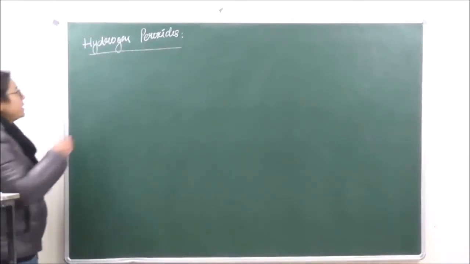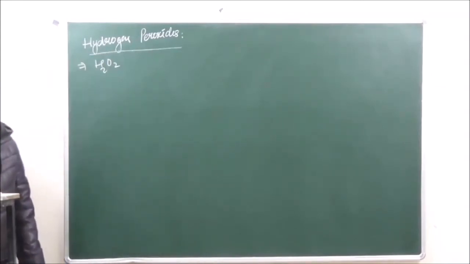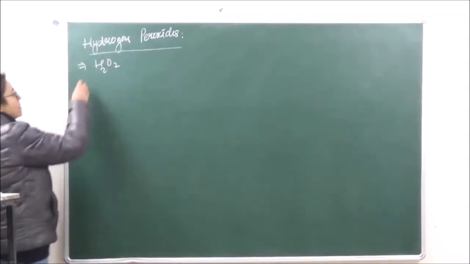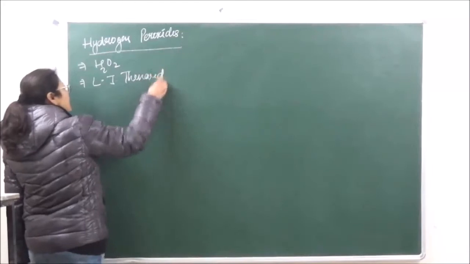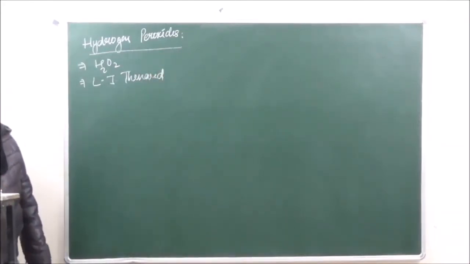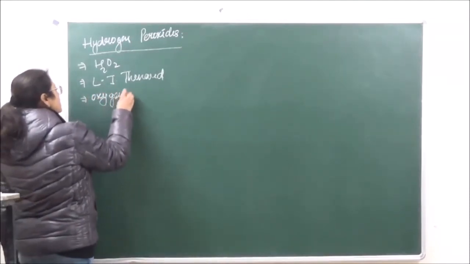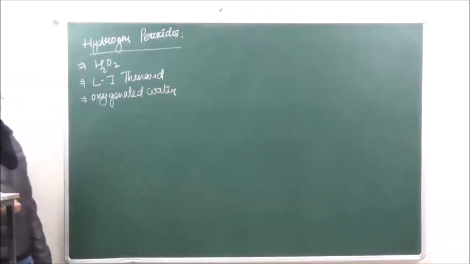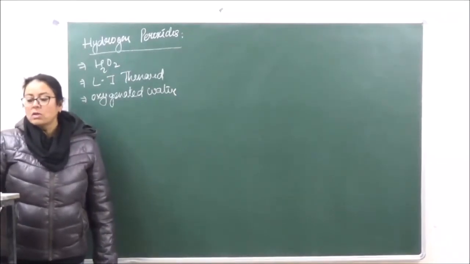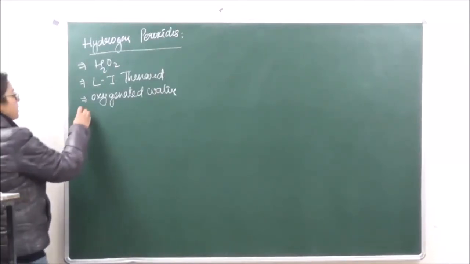Now hydrogen peroxide, which has the chemical formula H2O2, was discovered by L.J. Thenard. L.J. Thenard was the scientist who discovered this, and it is also known as oxygenated water, because of the oxygen which is extra present with respect to the formula of water. Okay?